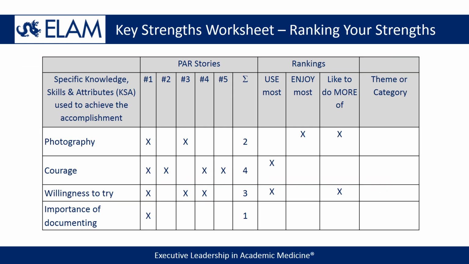Now, let's take my example again and move to the right-hand side of the template for the second analysis to rank in 3 ways. First, what I use the most. Second, what I enjoy doing the most. Third, what I'd like to do more of or learn more about or become more expert in. Notice that I left the final column, theme or category, blank because this will be our work in Unit 3.